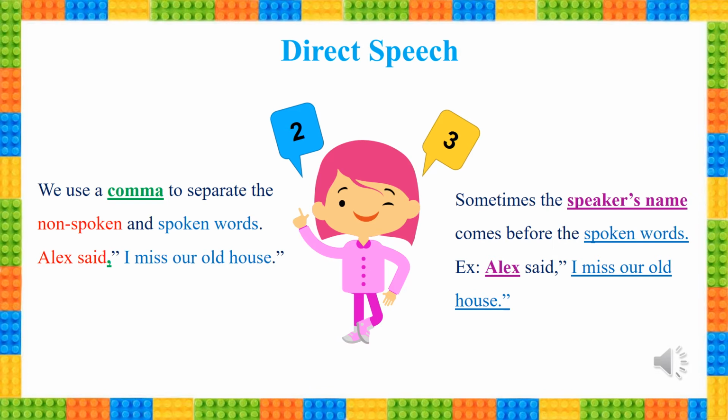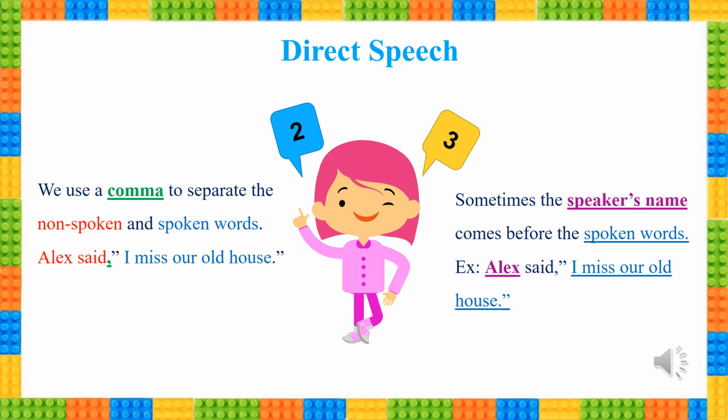Let's see the second point. We use a comma to separate the non-spoken and spoken words. Example: Alex said, "I miss our old house."